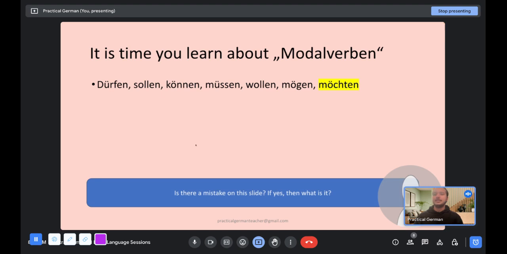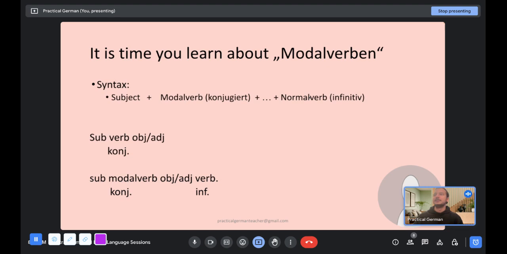So ignore this blue banner. The blue banner was a mistake: we have seven over here, but I just said six. So möchten is actually a different variety of mögen. So let's talk about syntax. Okay, this may look very weird.